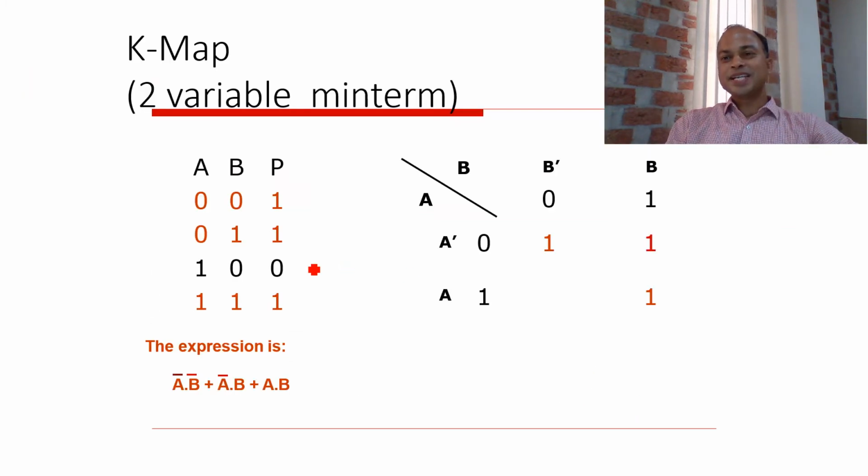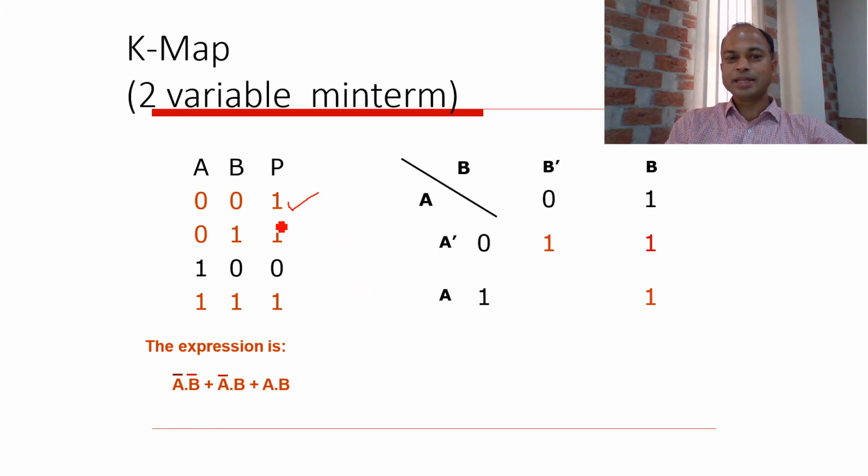Now we are discussing the K-map. The K-map is basically a pictorial representation, and this concept is used to simplify the Boolean function. So if we have a Boolean function, say 0, 0, 1, 1 as the output, we have to take the 1s only. So we have 1 here, 1 here, 1 here.